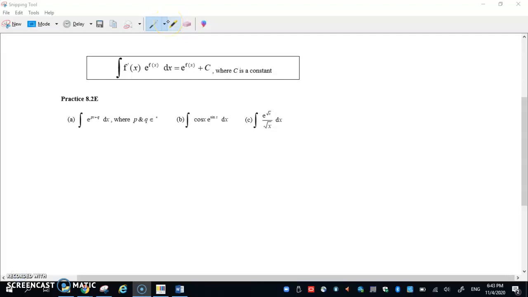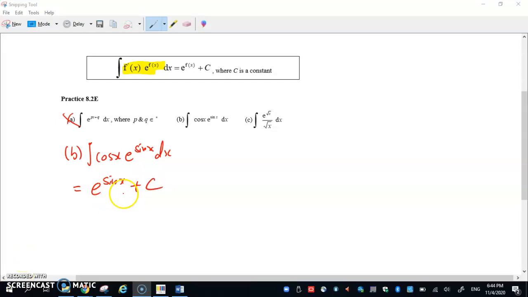Alright, so the next kind of question, we are looking at this kind of function here, where you have the differentiated function in front of the exponential function, and you require some observation to do such integration. We will skip part A and jump to part B. For part B, we have integration of cosine x e to the power of sine x dx. By observation, we know that when we differentiate sine x, we get cosine x. So as a result, this integration will simply be e to the power of sine x plus c.